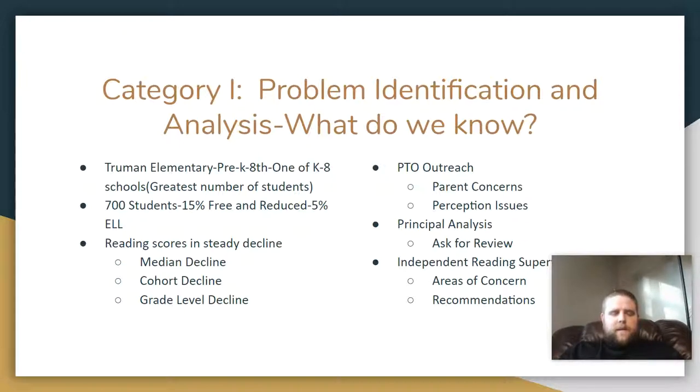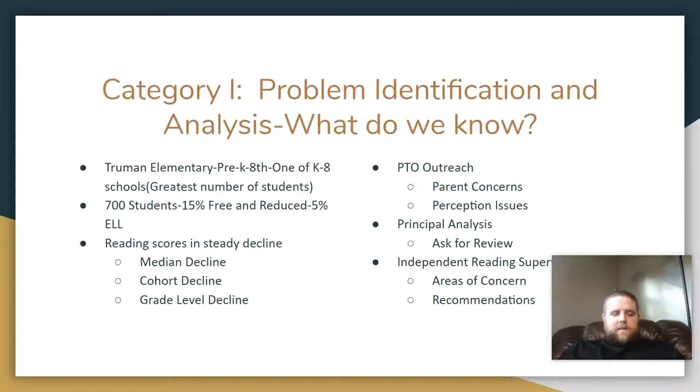So, answering the first question, Category 1, what do we know? A little bit of background about the school: it's Truman Elementary, pre-K through 8. It's one of 4 K-8 schools and has the greatest number of students. It has 700 students. 15% of those are on free and reduced lunch, and 5% are ELL. We also know that the reading scores are in steady decline.